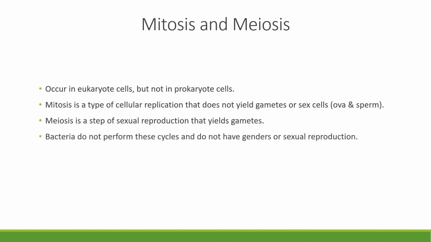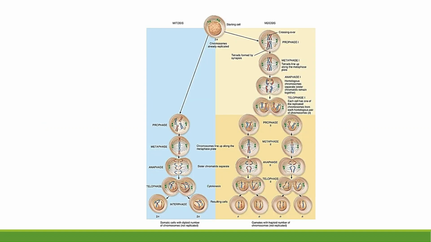Since bacteria do not perform these cycles and they don't have sexual reproduction, they don't do meiosis. And a little tip to memorize meiosis versus mitosis: meiosis, again, is a step in sexual reproduction, which has the letter E in it, and so does meiosis. So they both share that commonality.